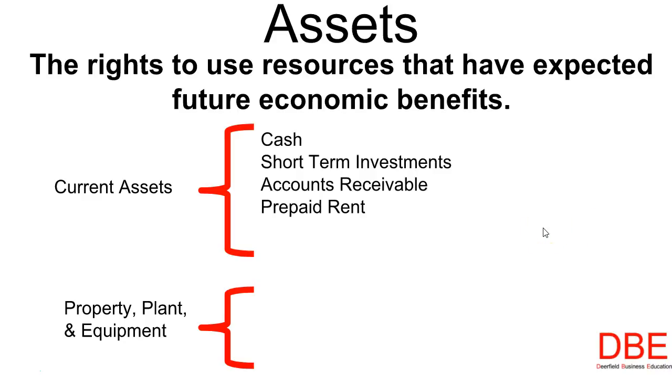Prepaid rent. Businesses, when they go to rent space, usually pay their rent a year in advance, maybe 6 months in advance. So they're prepaying the rent even though they haven't used it yet. That prepaid rent that they pay for future months is considered a current asset. They're going to use that asset up, and it's providing a future economic benefit.